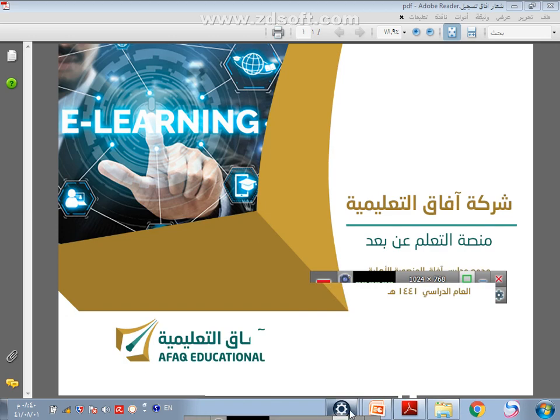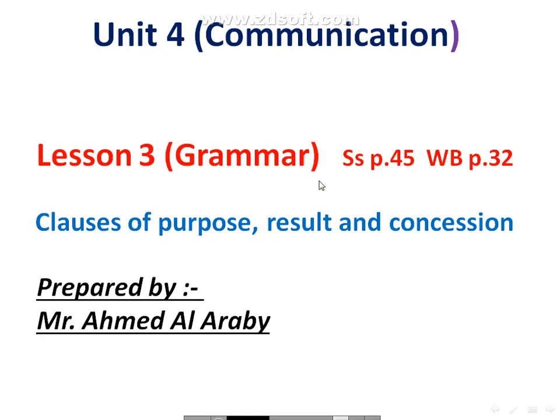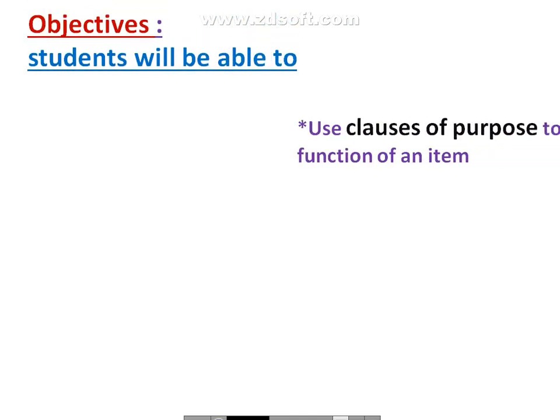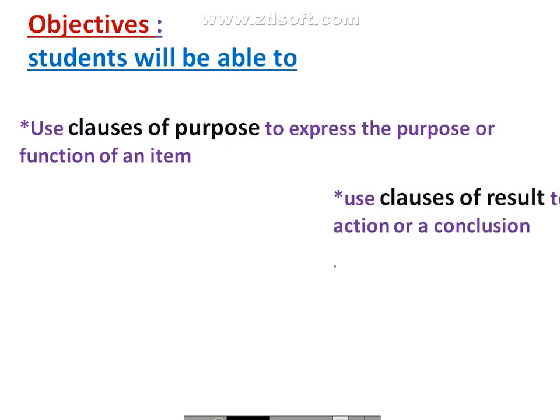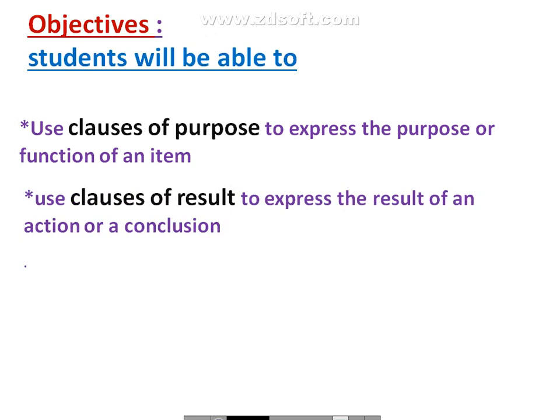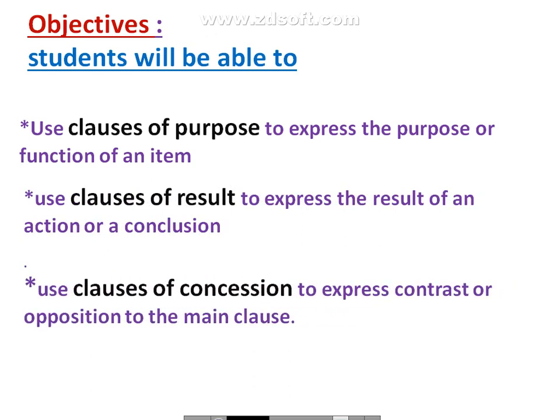In this video we're going to talk about Unit 4, which is entitled Communication, Lesson 3, which is about clauses of purpose, result and concession. By the end of this lesson today you will be able to use clauses of purpose to express the purpose or function of an item, use clauses of result to express the result of an action or a conclusion, and use clauses of concession to express contrast or opposite to the main clause.